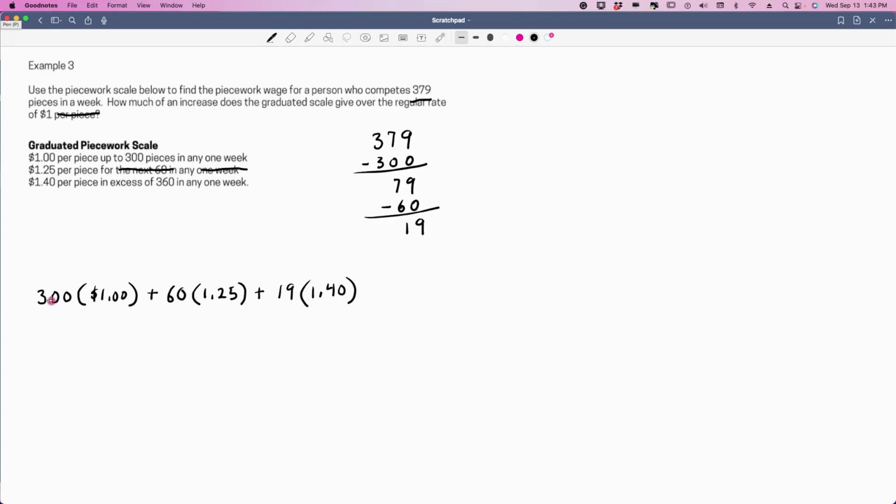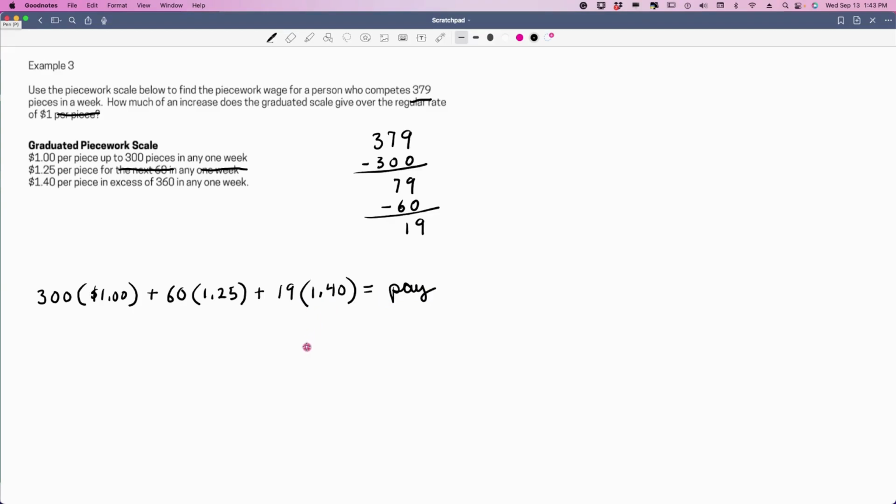All right. So if you add all of these back together, you get the total 379 that they made, but they get $1 for the first 300, $1.25 for the next 60, and then $1.40 for everything more than the first 360. So now we're going to do the calculation for all of that, and that is going to equal the gross pay, or we'll just say pay, for that person for what they did.